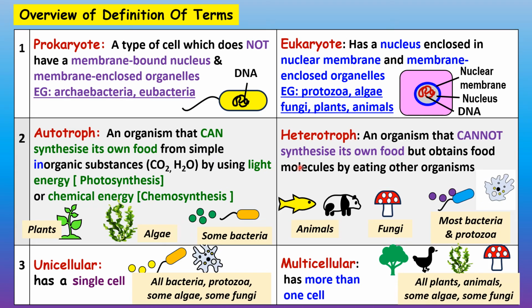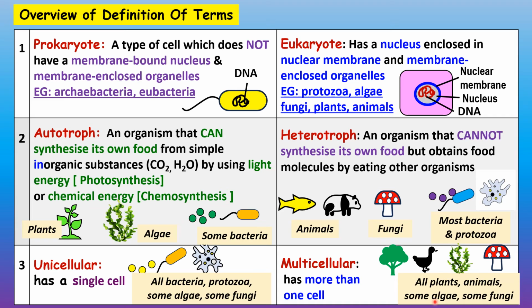Then autotroph and heterotroph. Okay, as we have discussed just now, autotrophs are organisms that can synthesize their own food from simple inorganic substances like carbon dioxide and water by using light energy through photosynthesis or chemical energy through chemosynthesis. Whereas heterotrophs are organisms that cannot synthesize their own food but obtain food molecules by eating other organisms, right? Or they may be like parasites that live in the bodies of organisms and absorb the food from the organisms, from the host.